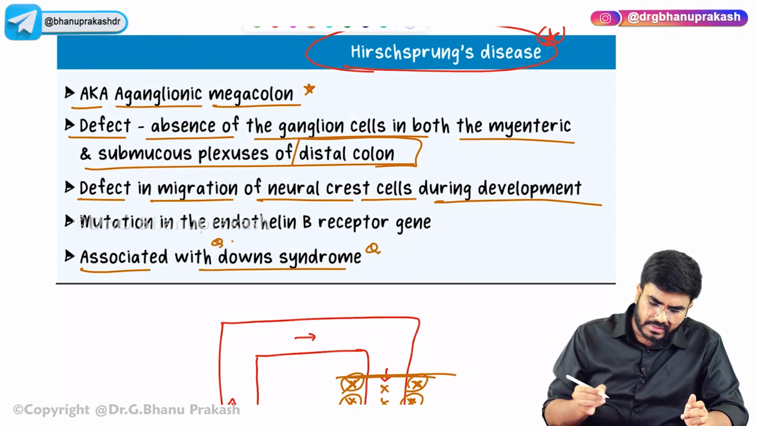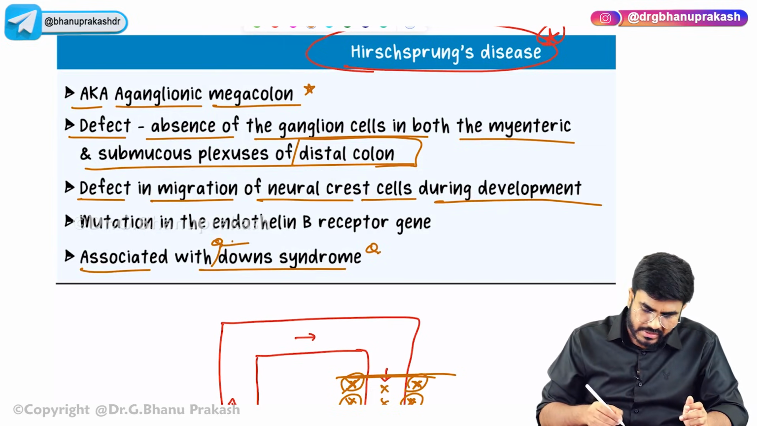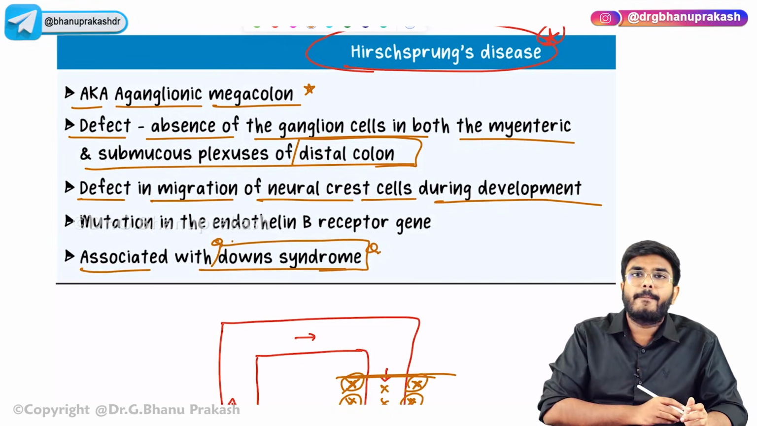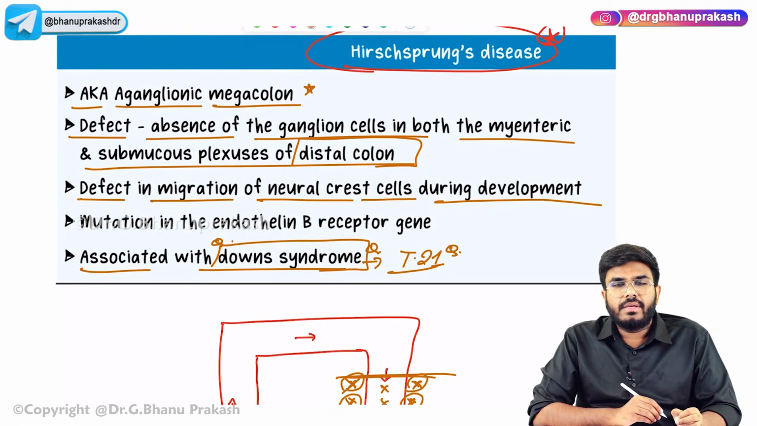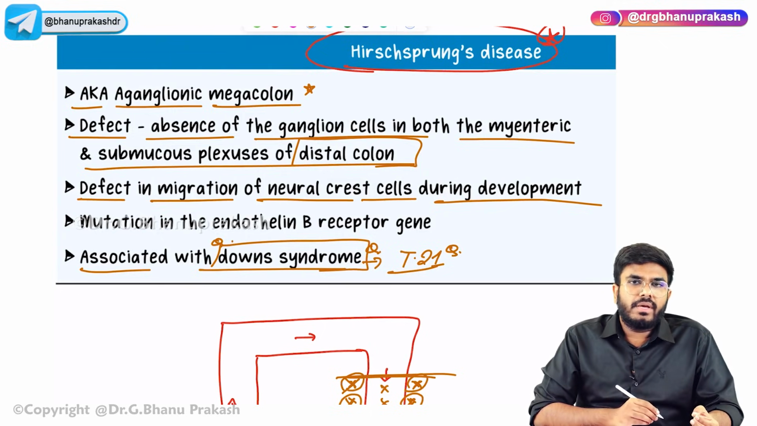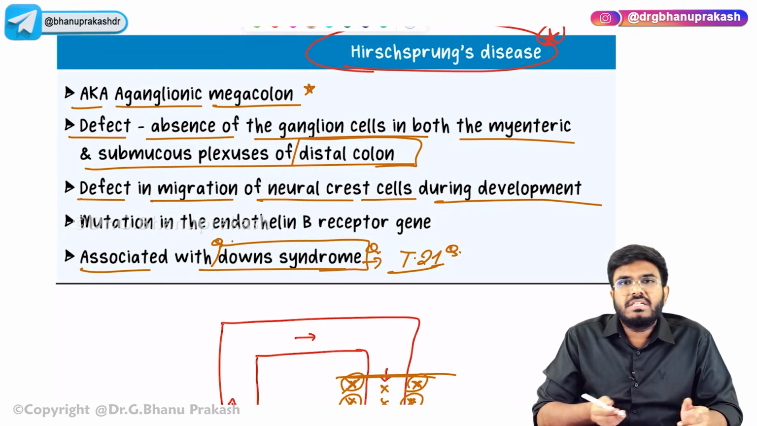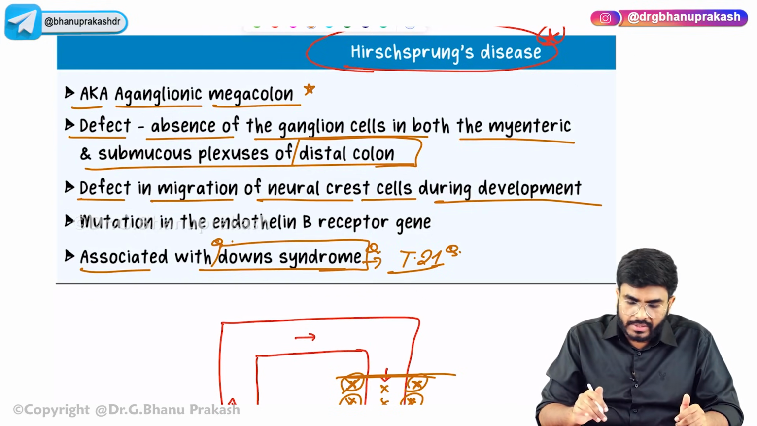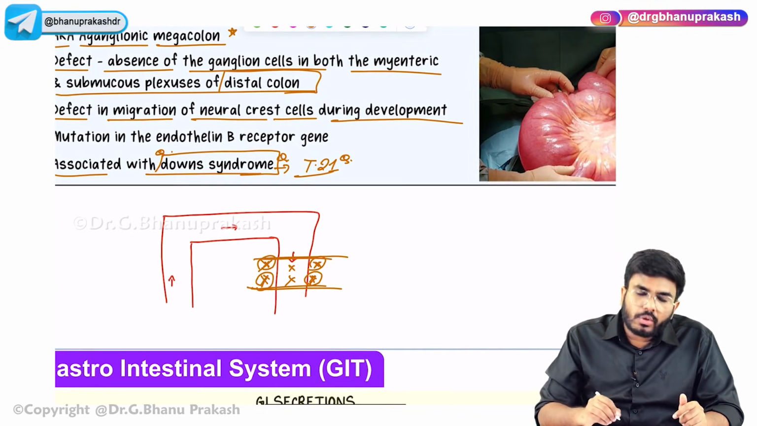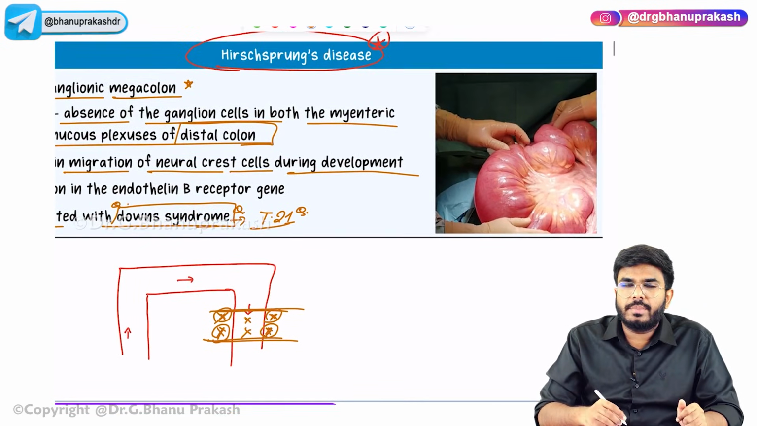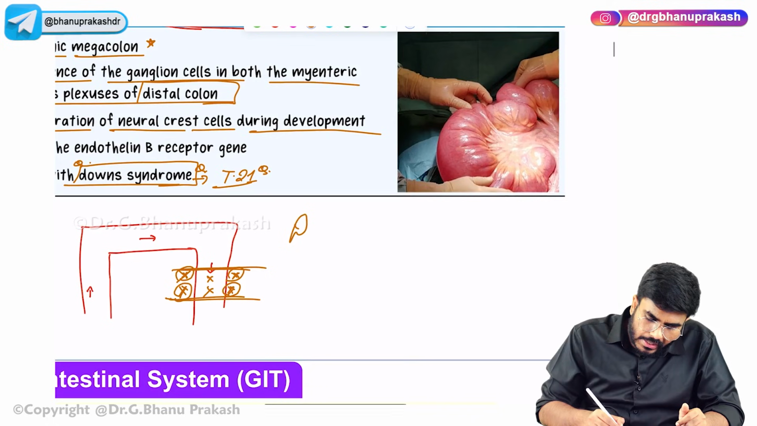Next, this is associated with which syndrome? It is associated with Down syndrome. What is Down syndrome? It's trisomy 21. So, the Down's babies are going to have many problems. One GIT related abnormality is this Hirschsprung disease. Not only that, these Down's babies are also going to have duodenal atresia.